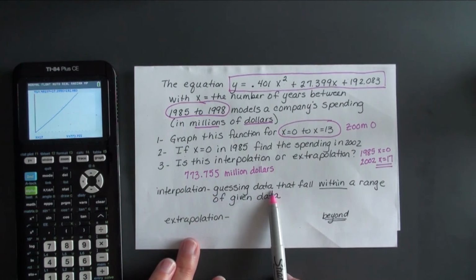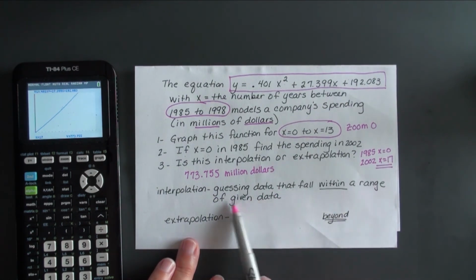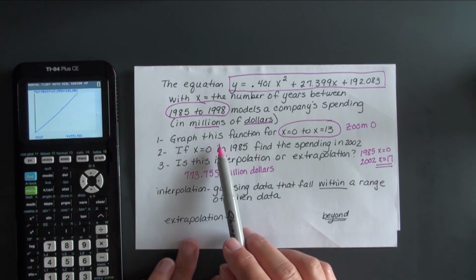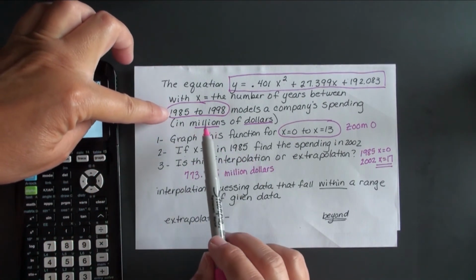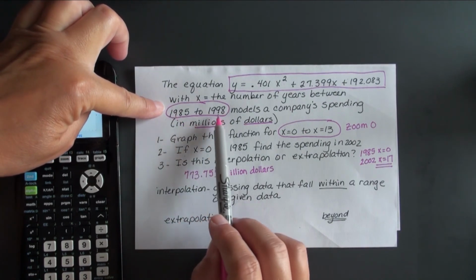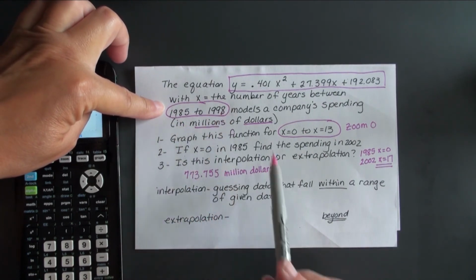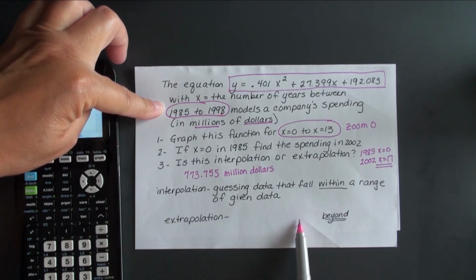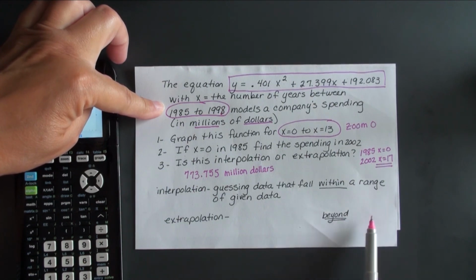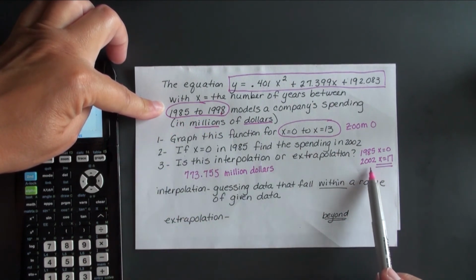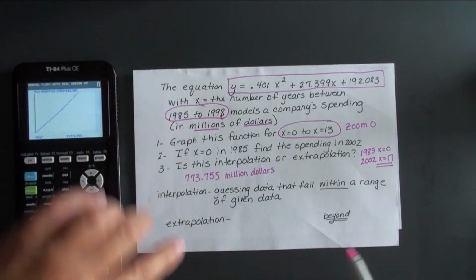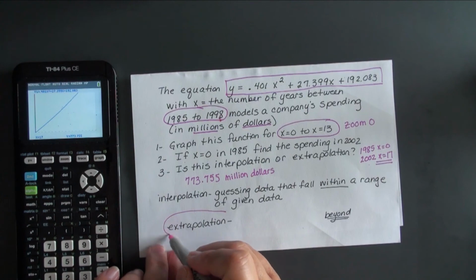Interpolation is guessing data that will fall within a range of data. So if I were to ask you what was the amount spent between 1985 and 1998, that would have been interpolation. But extrapolation is guessing data that falls beyond a range. So since 2002 is beyond 1998, we would say that this is extrapolation.